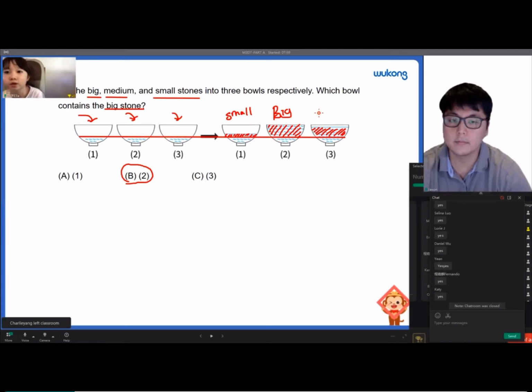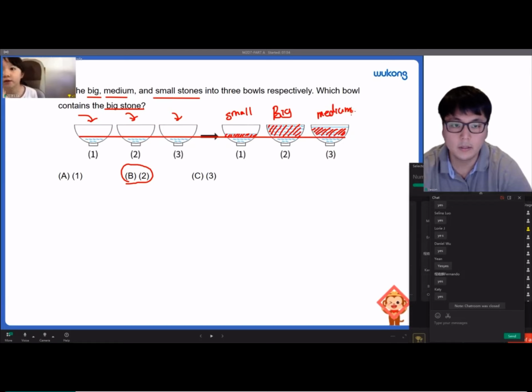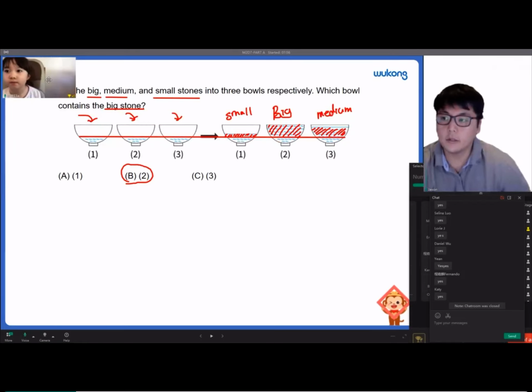The medium stone would be 3. Very good. It has the second smallest difference. Very good, Ella. Thank you very much.